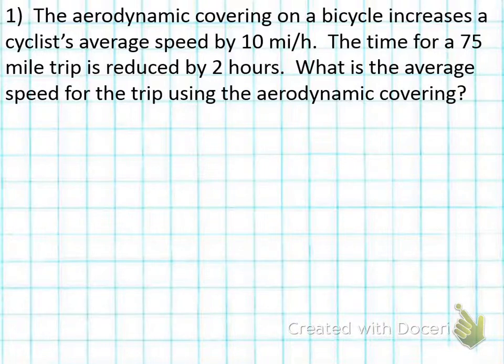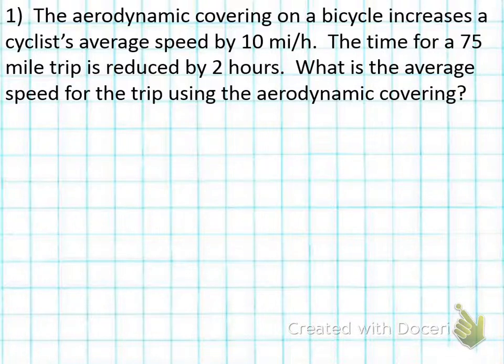I'm going to keep reading the problem as a student. It says the time for a 75-mile trip is reduced by 2 hours. Wow, that's really fast. Okay, so it sounds like the bike could ride without a covering 75 miles, or it could do the same trip with a covering, but it would take 2 hours less. Wow, that's a lot faster. So now the question is asking, what is the average speed for the trip using the aerodynamic covering?